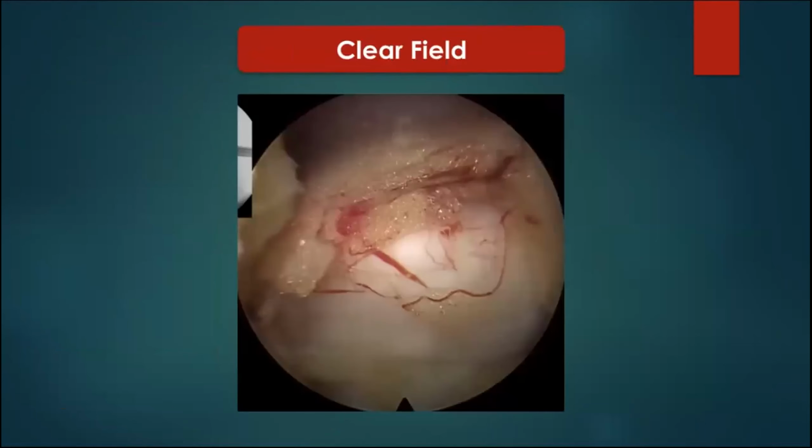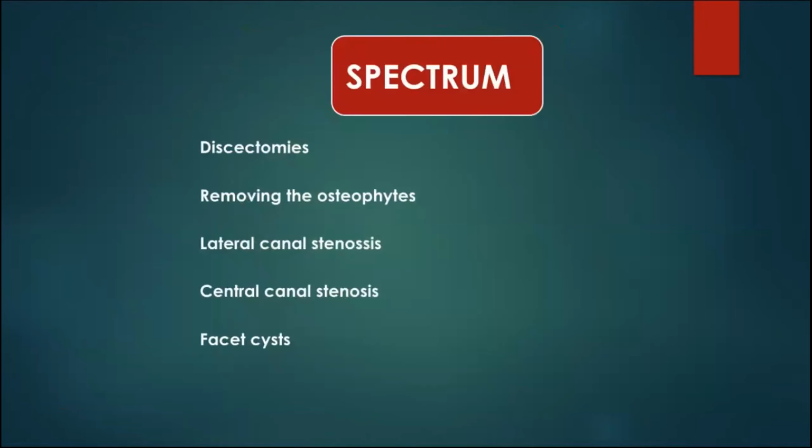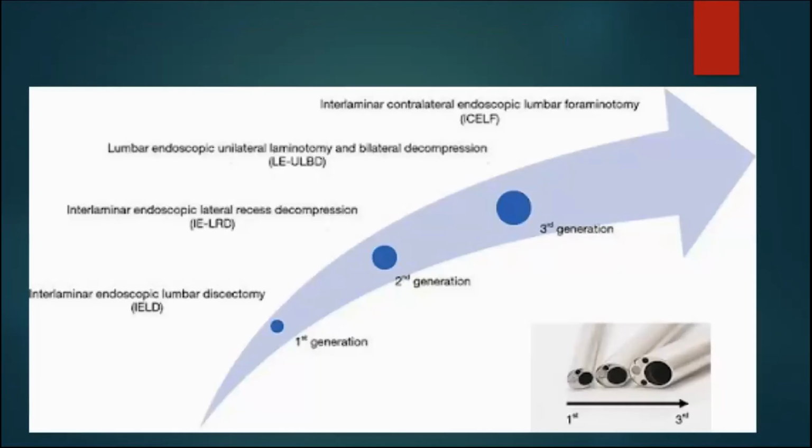And the biggest advantage is the clarity because of the saline irrigation. So most of the time we can do almost all pathologies of the spine using full endoscopic techniques. Definitely there is a learning curve where we start with a simple lumbar discectomy, then we start doing lateral recess decompressions, then bilateral decompressions and later fusion.